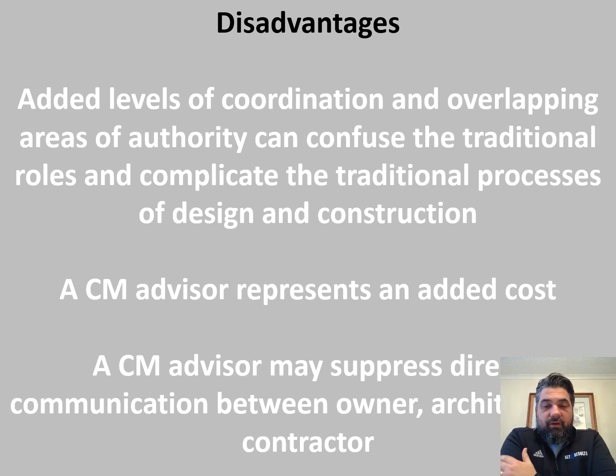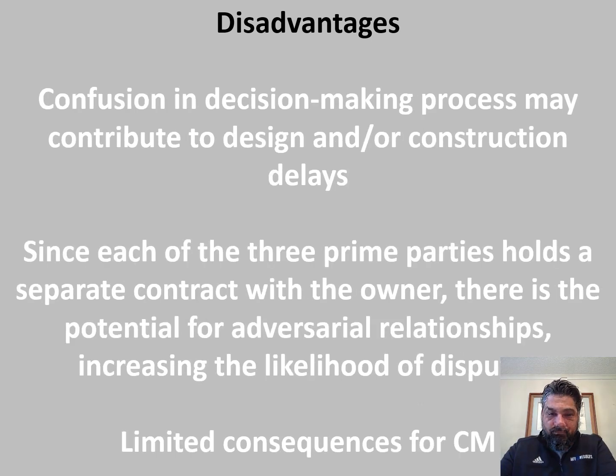A construction manager as advisor represents an added cost to the project. It's a soft cost that's not borne anywhere else. And the CM as advisor may suppress direct communication between the owner and the architect and the contractor. Not that it would be intentional necessarily, but it's just another person that needs to be in the loop or in the communication chain of command. And as a result, that confusion could cause some issues with the decision-making process.